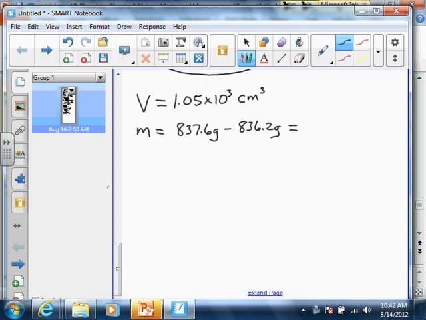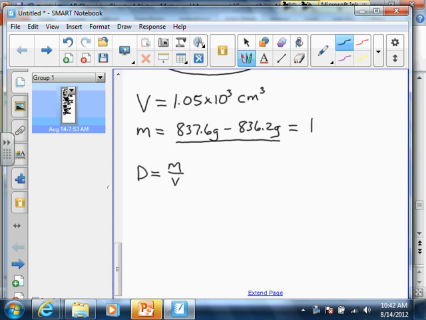Now, this is really a significant figure question, even though it's a density question as well, because there's two types of things going on here. When we plug this into D equals M over V, we're going to be doing a division, okay? But before we do that, we have to do a subtraction, okay? So you've got to think about both of your sets of rules here. So 837.6 minus 836.2 gives us 1.4, okay?